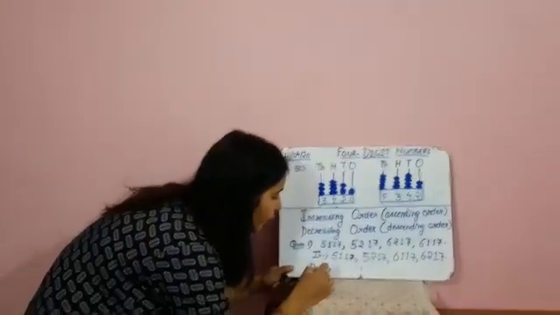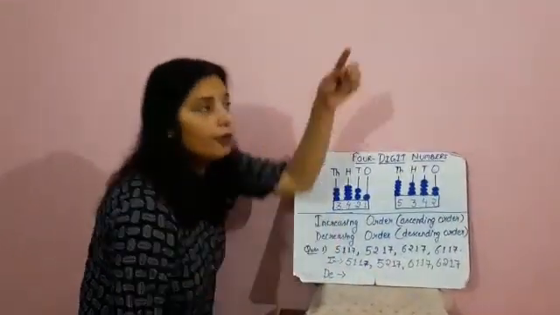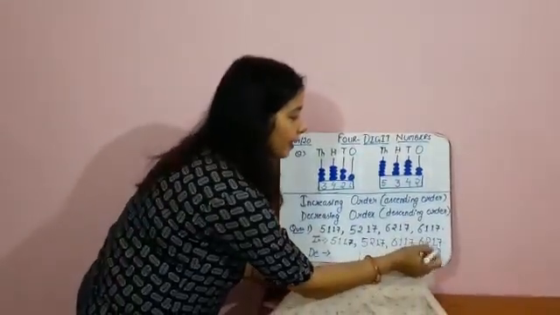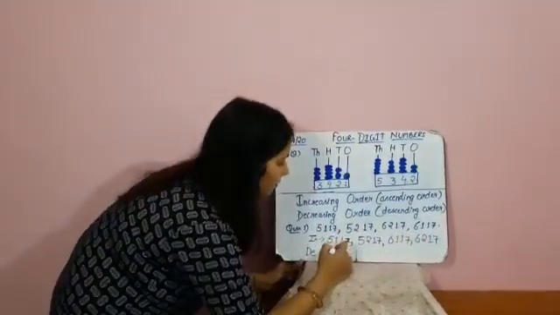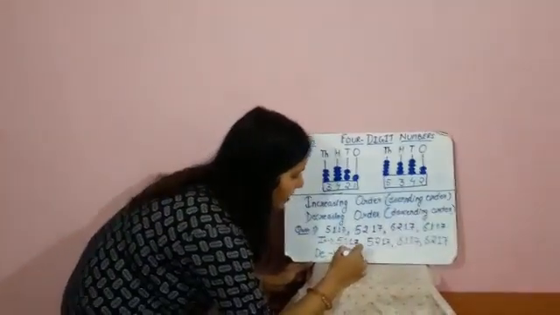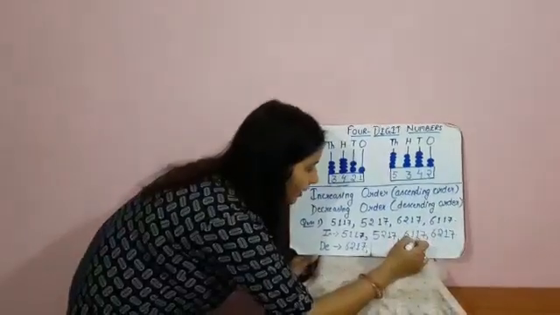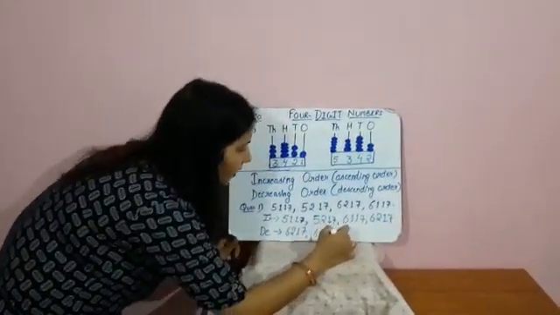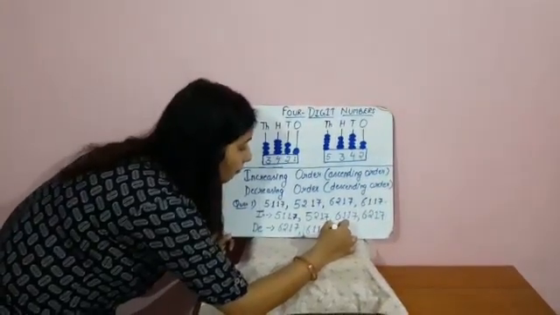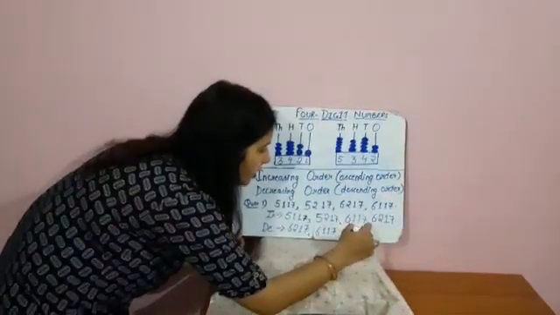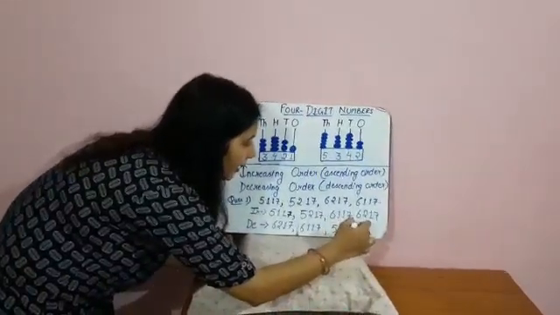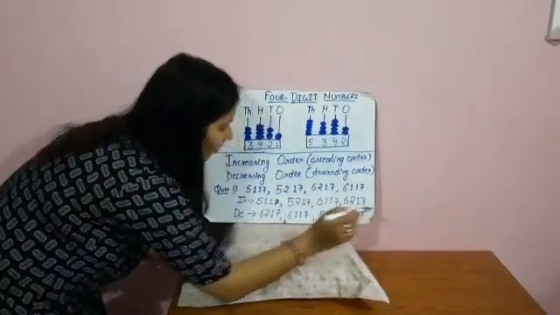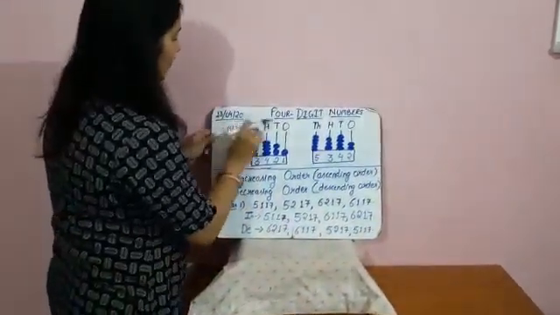I am writing DE only for decreasing order. I already told you we have to come down the staircase. How? First we will write the biggest number. Biggest is 6217. Then lower than that, 6117. Then 5217, and at the last the lowest number 5117. This is one of the examples.